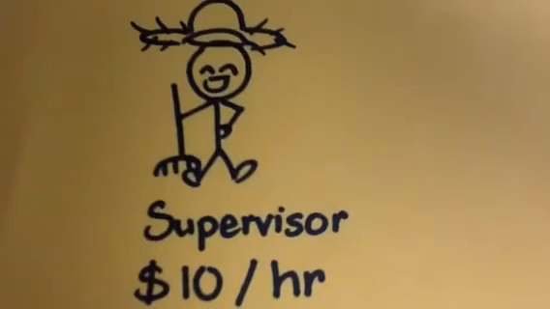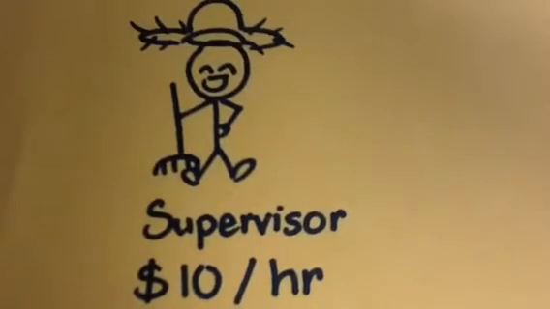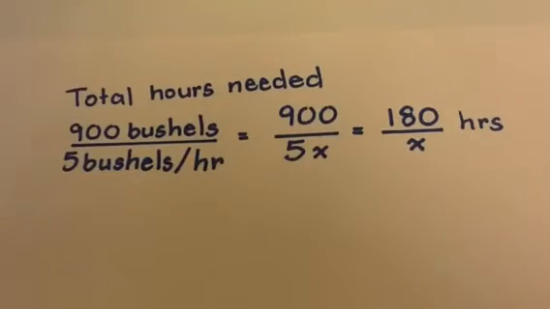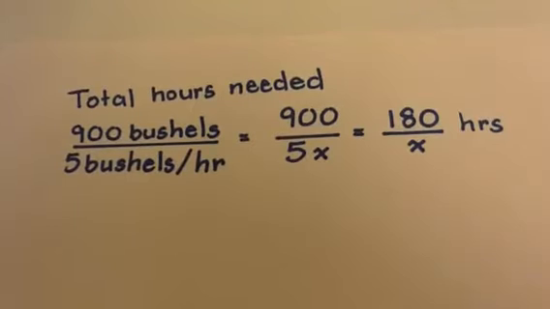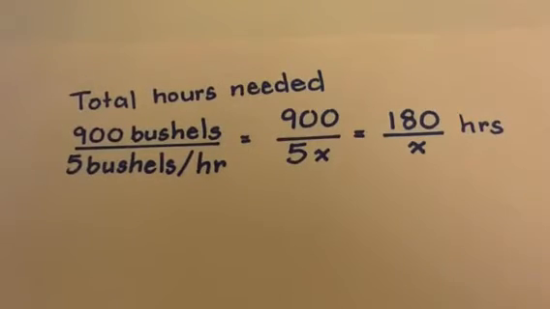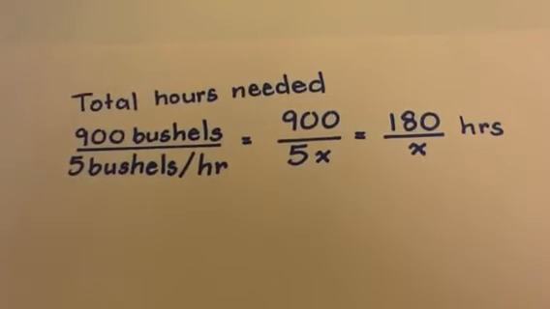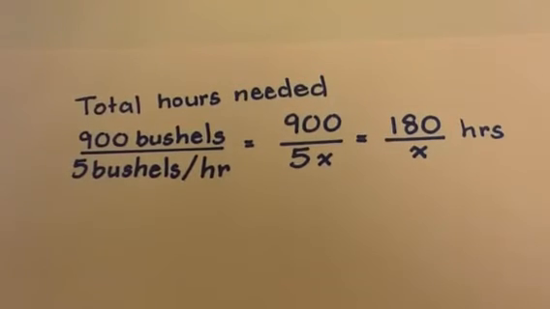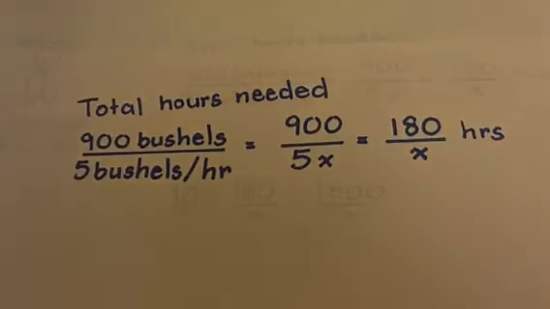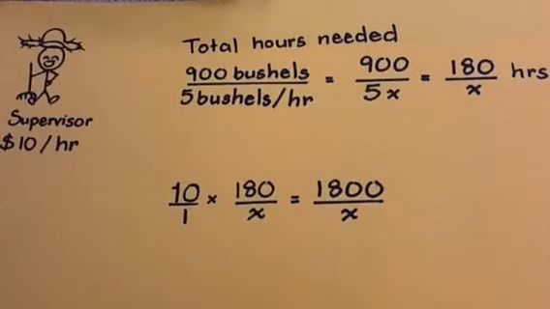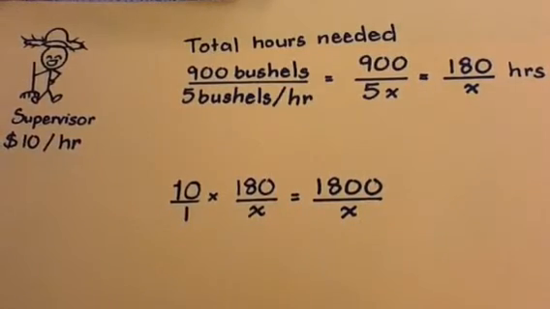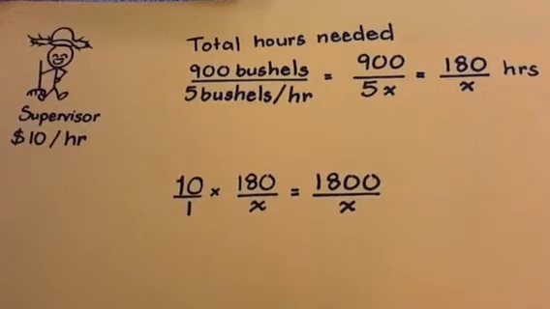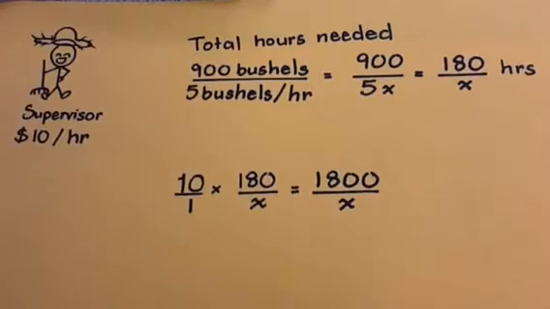The supervisor costs $10 an hour, so we have to find out how many hours are needed and multiply it by 10. The hours needed are 180 over x, which came from 900 bushels picked at 5 bushels per hour. This simplifies to a total of 180 over x hours. This also depends on the number of workers hired. The cost of the supervisor would be 10 times the number of hours needed to pick 900 bushels. This is because the supervisor costs $10 per hour, so this simplifies to 1800 over x.